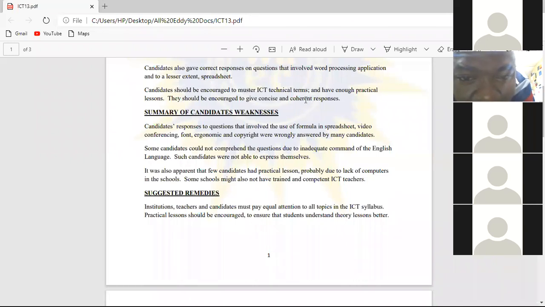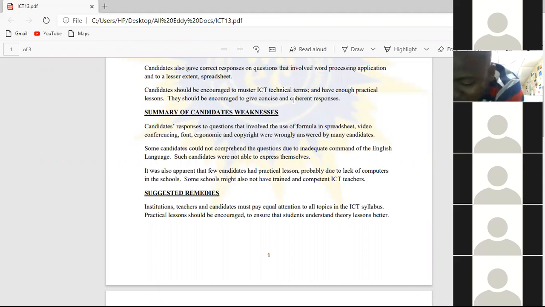Concise means answers that are not debatable, giving accurate answers. The second one is the same thing, the same meaning. See, I'm asking you.